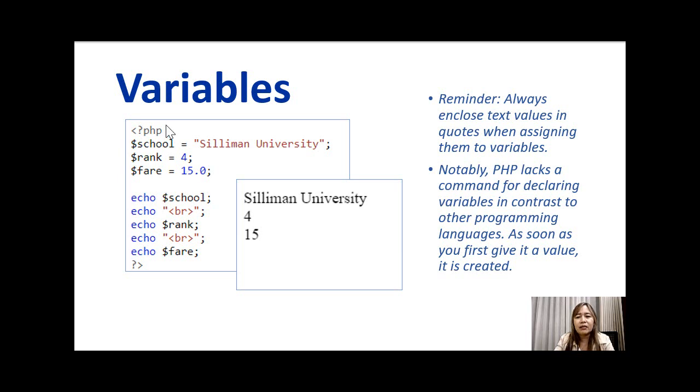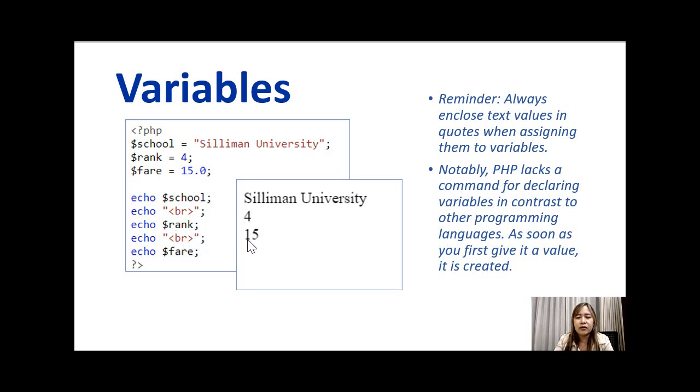To display these variables, you have to use either echo, or as you will learn later on, you can also use print. So let's start with echo first. To display the value of your variable school, you just have to say echo and then the variable name school, starting with a $ sign and then the semicolon. So that will display Silliman University. And then since you have BR here, which is an HTML code to move on to the next line, the cursor moves to the second line, displays the value of rank, which is equivalent to 4, and then again performs another break.